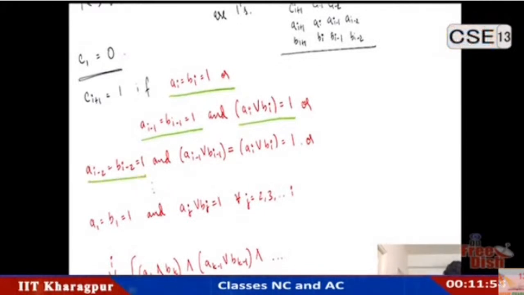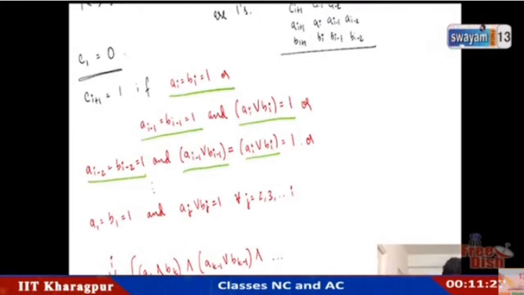And at least one of Ai minus 1 and Bi minus 1 are 1. And at least one of Ai and Bi are 1s. Notice that these conditions are also important. Suppose Ai minus 2 and Bi minus 2 are both 1s, you get a carry Ci minus 1. But both Ai minus 1 and Bi minus 1 are zeros, so that carry does not propagate. So for the carry to propagate, at least one of Ai minus 1 and Bi minus 1 has to be 1, and one of Ai and Bi has to be 1.